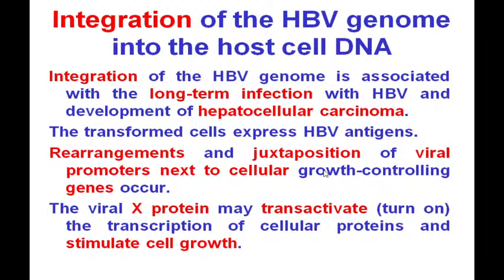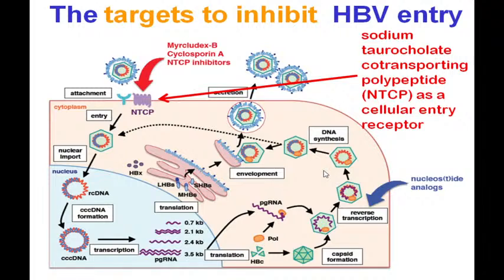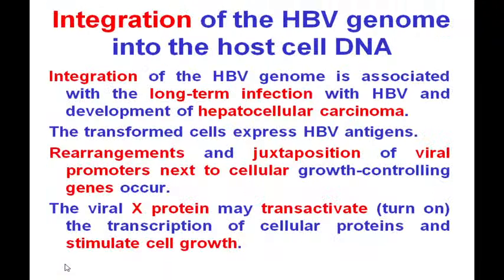The integration of the hepatitis B genome may happen into the host cell DNA. So if we come back to here, sometimes not just 3C DNA are produced, but then the DNA may enter the nucleus of the cell. And when it happens, the long-term infection occurs with hepatitis B, and as a result, the development of hepatocellular carcinoma.